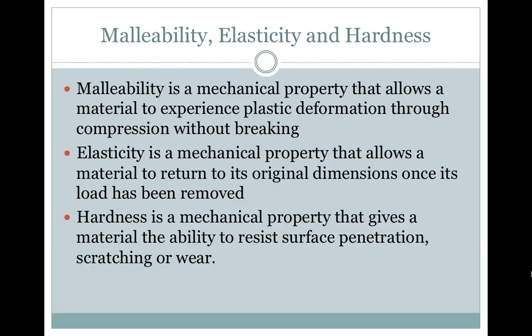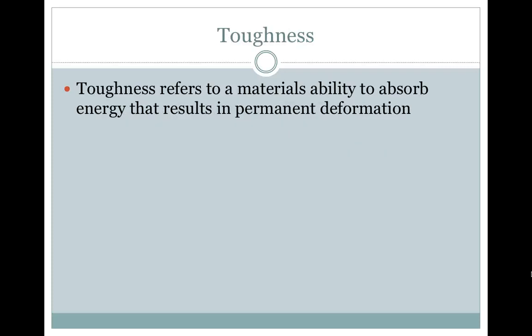Malleability, elasticity, and hardness. Malleability is a mechanical property that allows a material to experience plastic deformation through compression without breaking. Elasticity is a mechanical property that allows a material to return to its original dimensions once its load has been removed. Hardness is a mechanical property that gives a material the ability to resist surface penetration, scratching, or wear. Toughness. Toughness refers to a material's ability to absorb energy that results in permanent deformation.